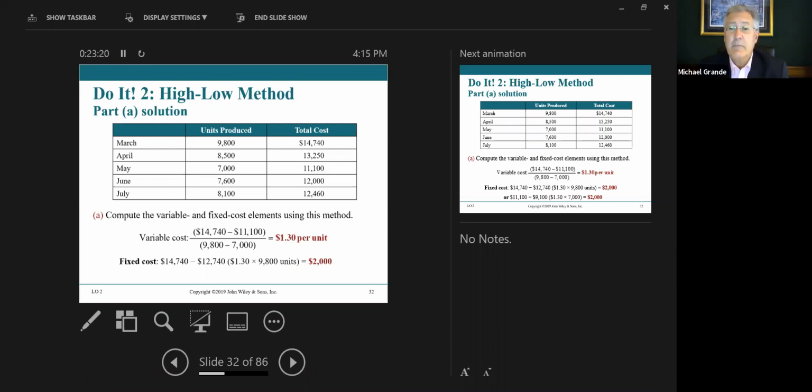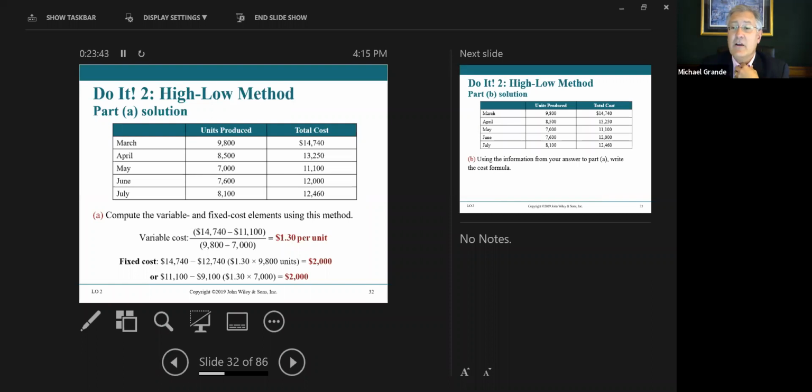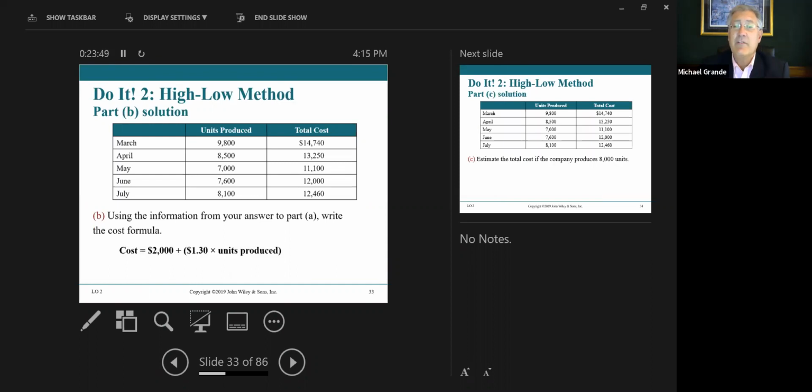So we're going to take the total cost at the high level, which is $14,740, minus the variable piece, which is $1.30 per unit, multiplied times the activity at that high level of 9,800 units. You get a fixed cost of $2,000. You could do it at the low level as well and come up with the same number. You now have a formula.